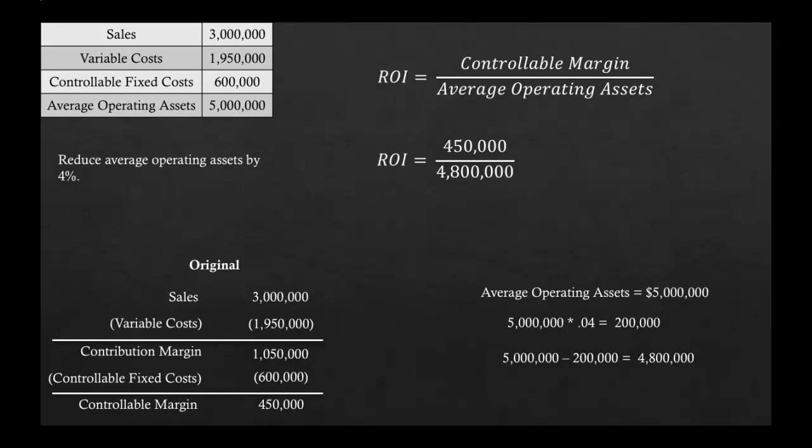So we plug in our information into the ROI. Our controllable margin, that's our 450,000 that we had from the original problem, because this change in your average operating assets did not affect that controllable margin. So we take the 450,000 and we divide it by our new average operating assets that we just calculated. And when we do that, we get an ROI of 9.375%. So it's still better than the original, but it's worse than the other two alternatives.